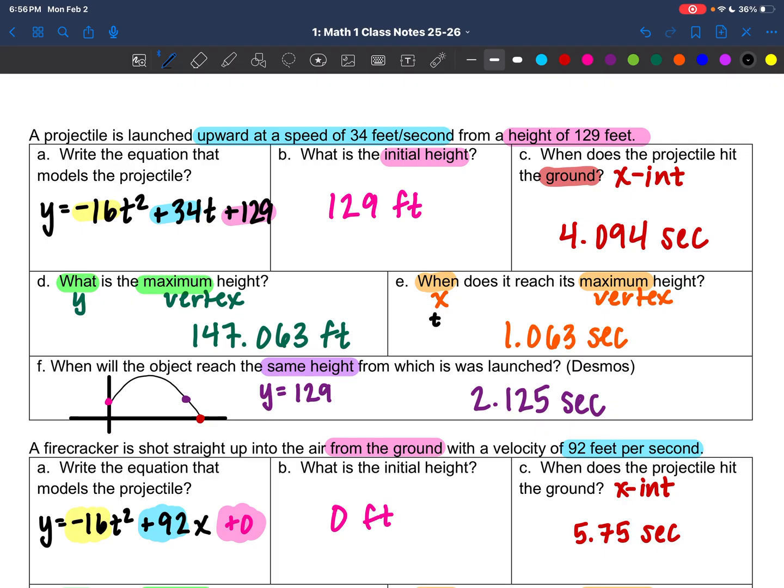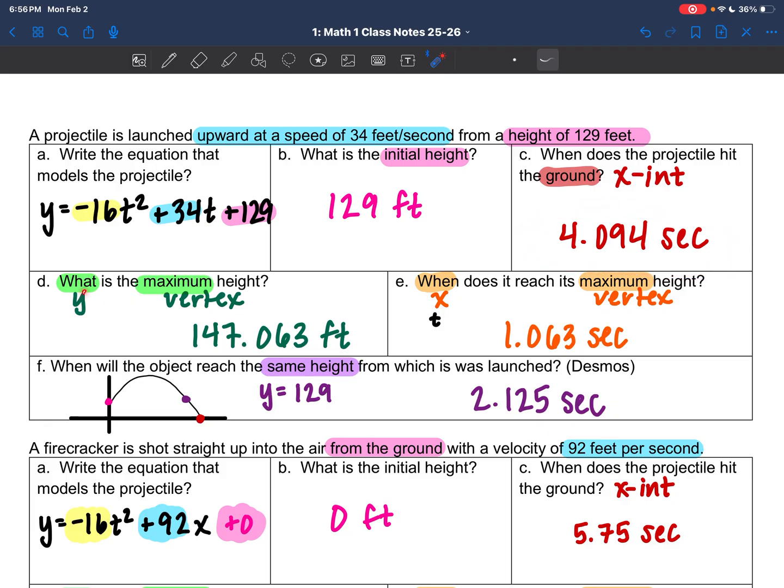All right, so here we've got negative 16 is gravity. The initial force or velocity is 34, and the initial height is 129. So that answers it, and we want to know when does it hit the ground. Well, that's your x-intercept, so you can use Desmos for that and just plug it in and you'll figure out that it ends at that point.